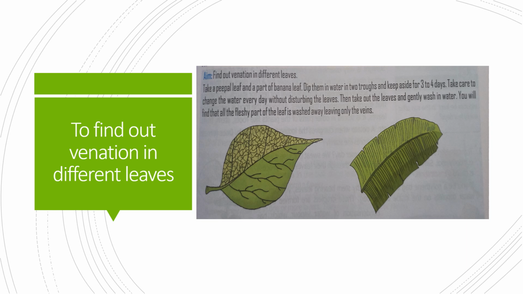Then after some days, that is 3 to 4 days, take out the leaves and gently wash with water. Then what you will observe, you will find that all the fleshy part of the leaf is washed away and there will be only one thing left, that is the veins. And then you can find out which type of venation is present in both of them.